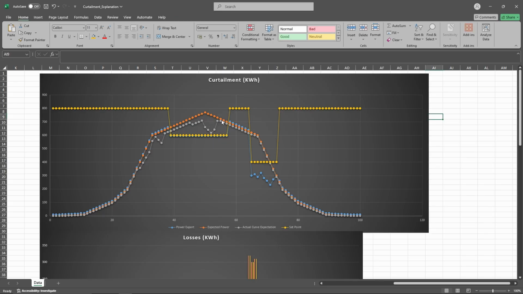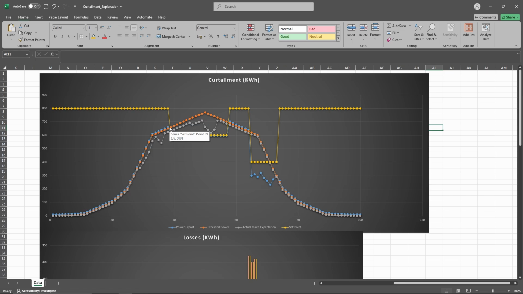this surface area, the difference between my special analysis curve expectation and my simple curve expectation, this difference between the grey and the orange lines is my other losses, or what I thought were losses, because in this case we can see that the power export follows my simple curve. So in this case the actual curve expectation, which is normally the better one, was worse.